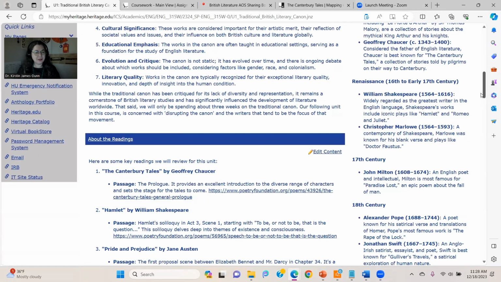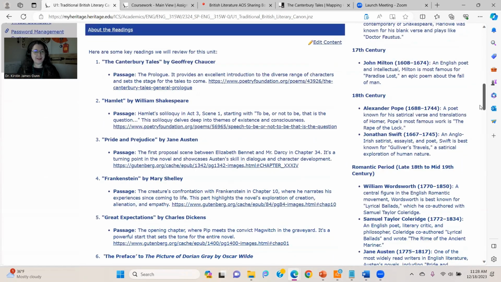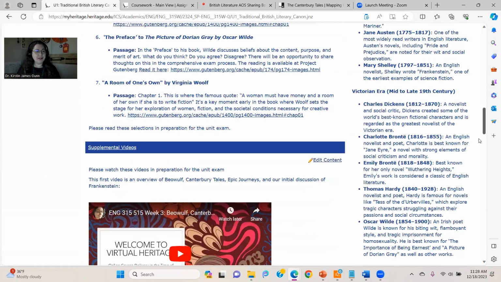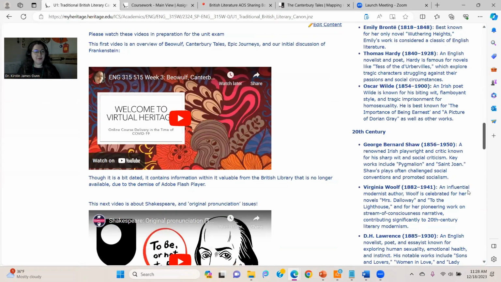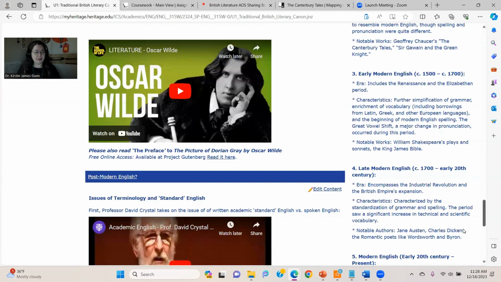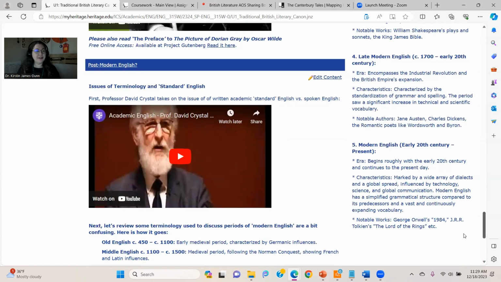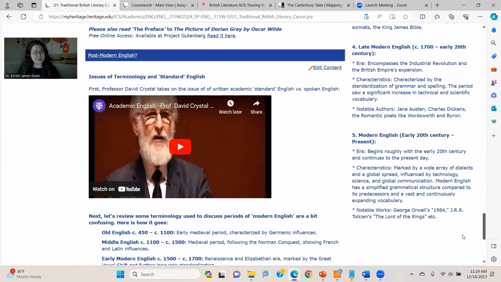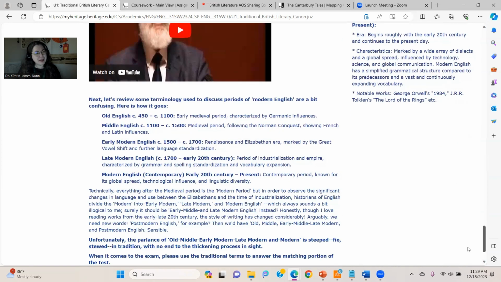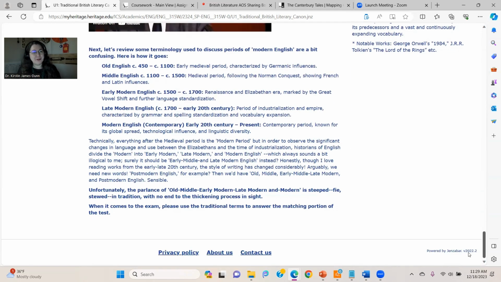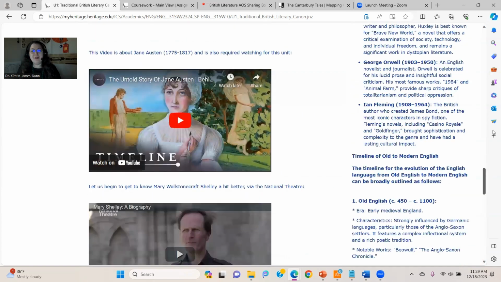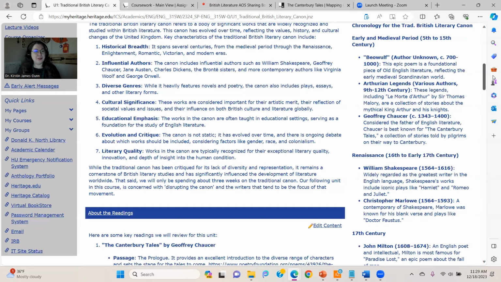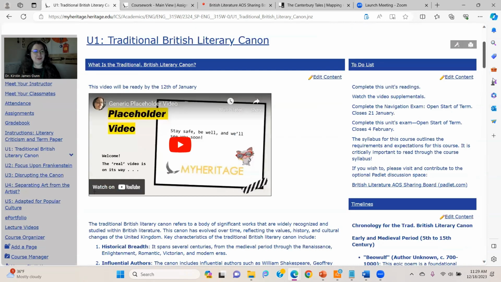In the main content screen, back to the middle, we see the readings and links to the readings, and we see supplemental videos. You must watch all of the supplemental videos. We also see a section about postmodern English, which is a little bit of a joke of mine, a discussion of what standard English is, academic English, and different varieties of English that we find our literature in. All right, let's go back up to the beginning of this section.